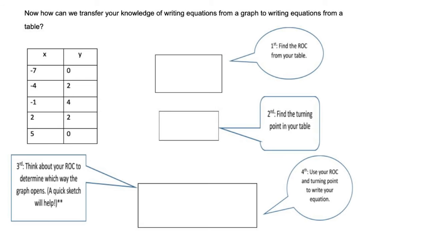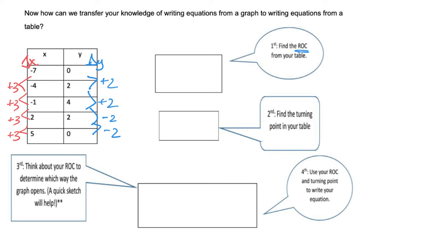So how can we transfer our knowledge of writing equations from a graph like we did in the last unit to writing equations from a table? The process is pretty similar. Remember from unit 1 that the first thing we want to do is find the change in x and the change in y. So please do that now, because that's going to help us find our rate of change.